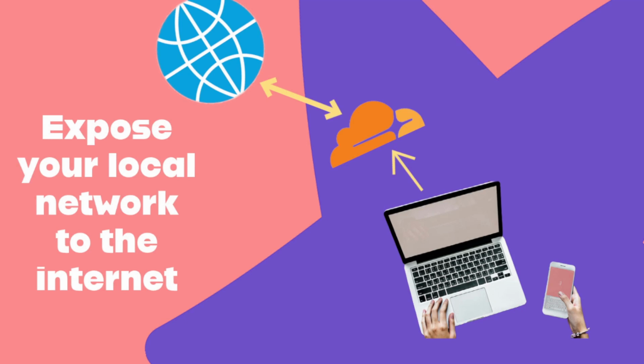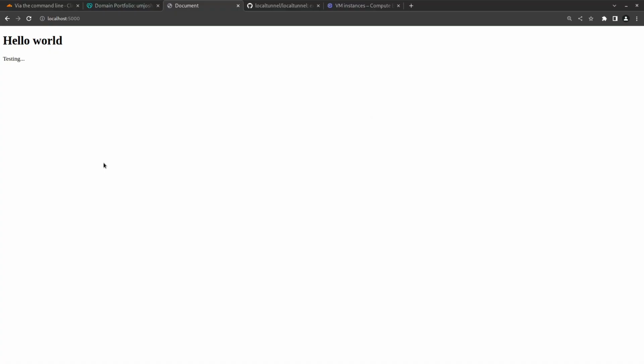Hi all, welcome to our tutorial on how to expose your local network to the internet using the Cloudflare tunnel. So by the end of this video, you will be able to securely access your local resources from anywhere in the world. So suppose I have an application running on the port 5000 of my local network.